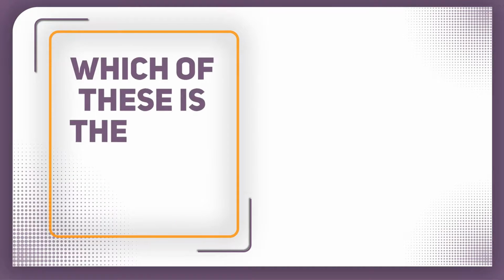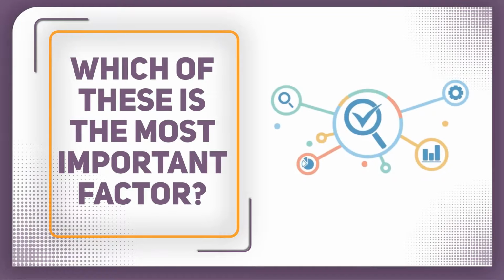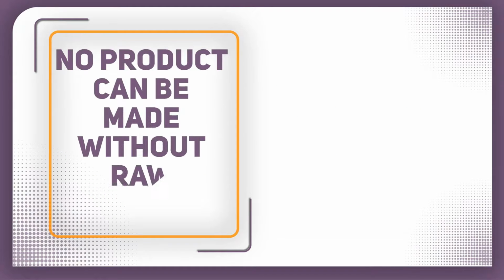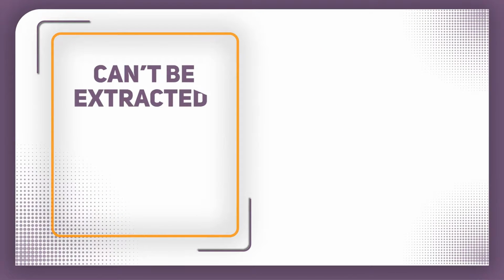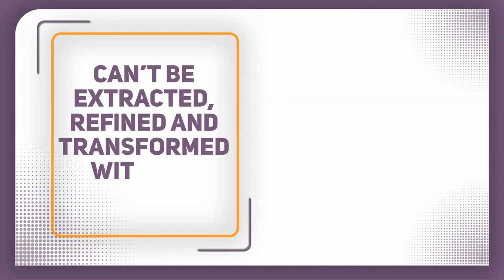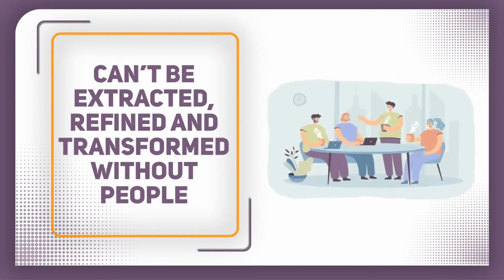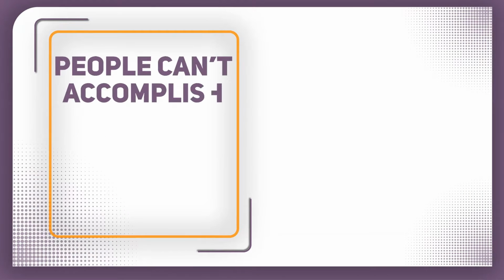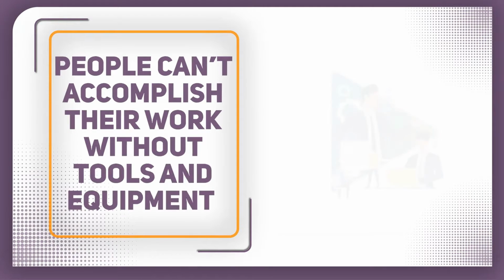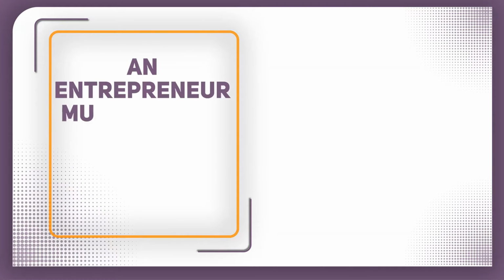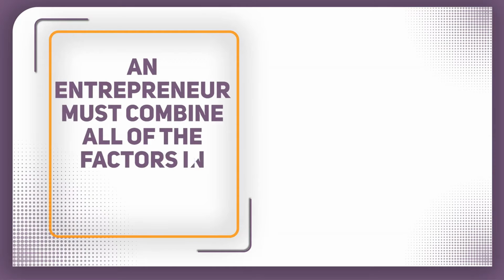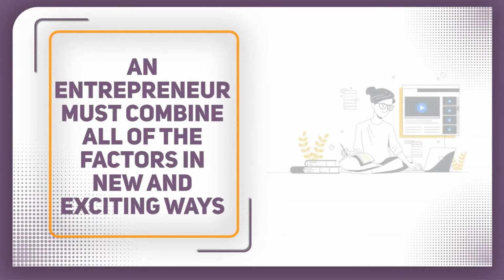You might be thinking, which of these is the most important factor? There is simply no straight answer to this question. All of these factors of production are extremely important. No product can be made without raw materials, land resources. These materials can't be extracted, refined, and transformed without people working on them. Labour. Those people can't accomplish their work without tools and equipment. As we know, this is capital. And finally, an entrepreneur must combine all of the above factors in new and exciting ways if they ever hope to be successful.